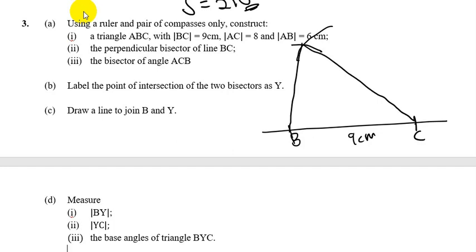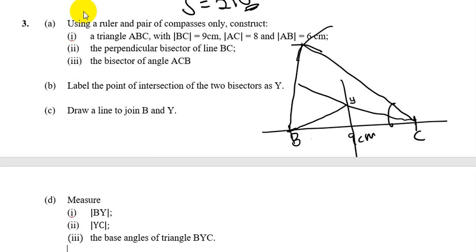Okay, and they said the perpendicular bisector for line BC, this line B and C, so you bisect this line. And they said the bisector of angle C, this angle, you bisect this angle too, like this. And they said the point of intersection, call it Y, so this side will be Y. And they said draw a line to join B and Y, so you join it like this.